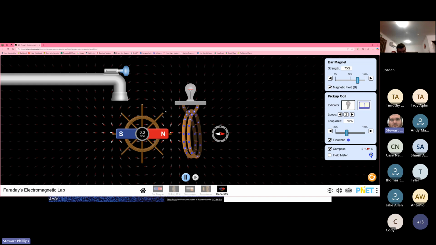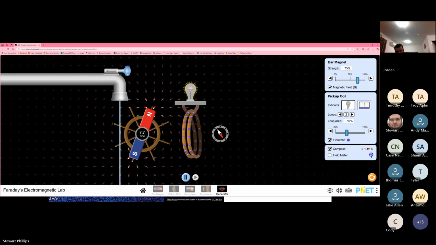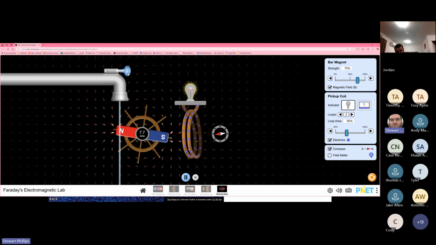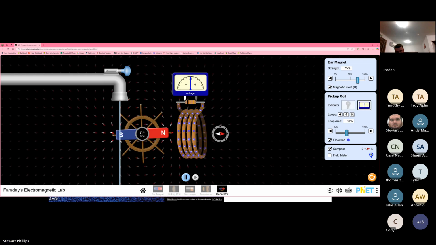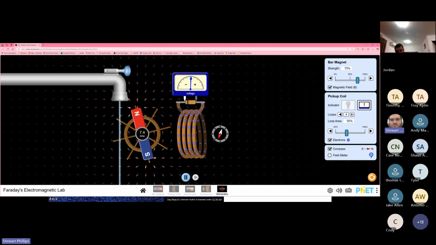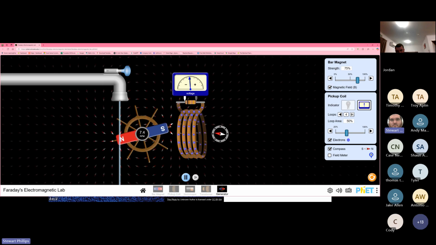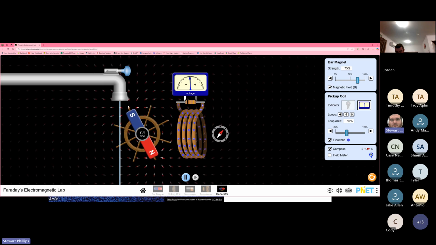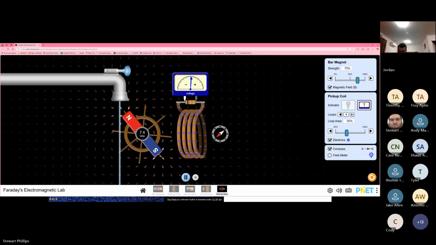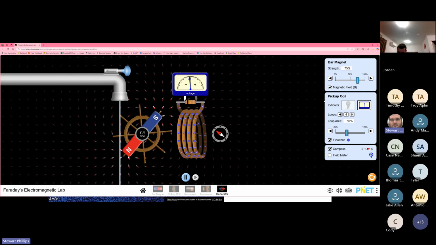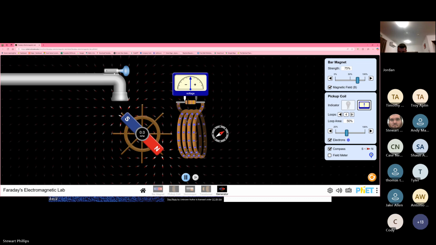And here we have a generator. Cool. As I open the tap, it begins to spin. See the voltage going into positive and then negative, and then negative, positive as the magnet spins. Cool. Just a handy little demonstration there.